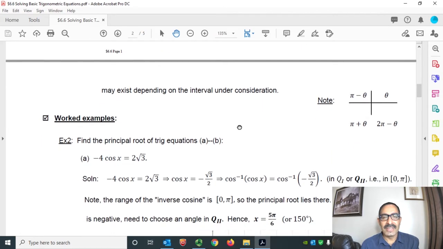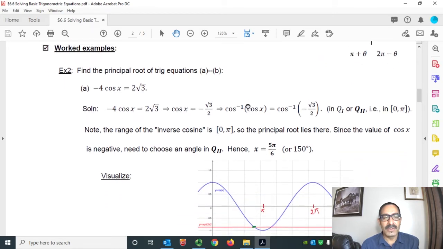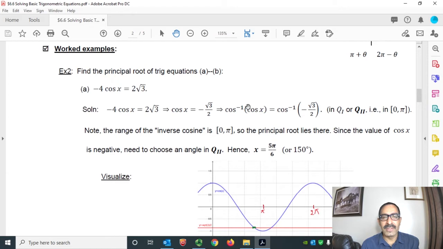Now let's do another example. Example 2: find the principal root of the trigonometric equations given in part A and part B. First, part A: let's solve negative 4 times cosine x equals 2 times radical 3. Begin the solution. First we want to isolate the trig term, so here I want to isolate cosine x. Let's divide both sides by negative 4. So we have cosine x equals 2 times radical 3 over negative 4.